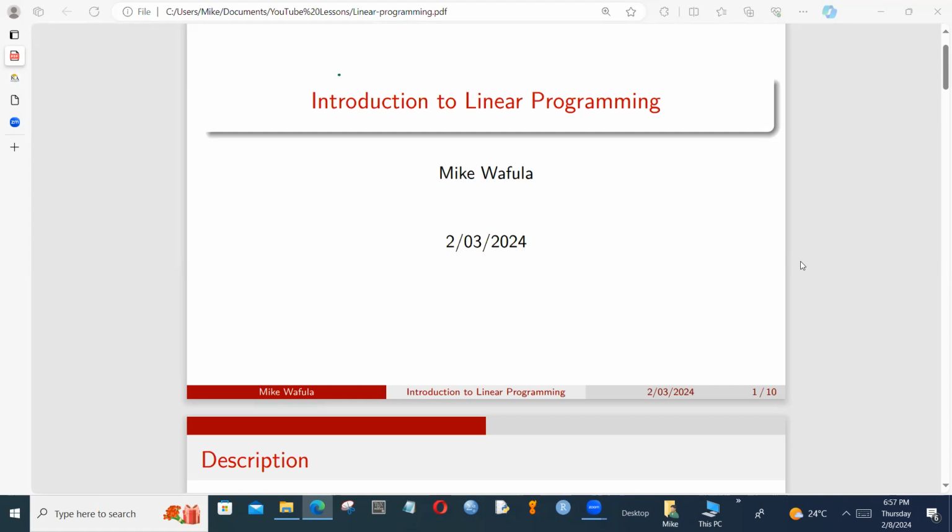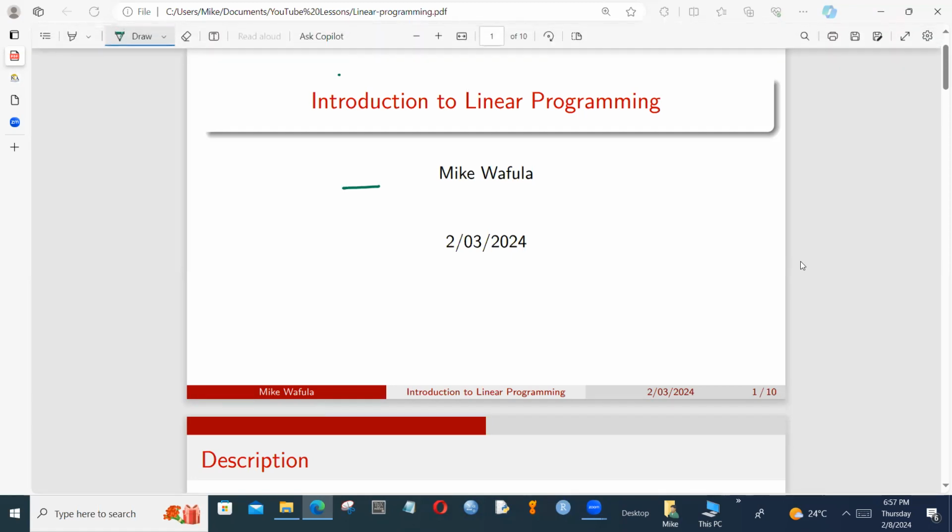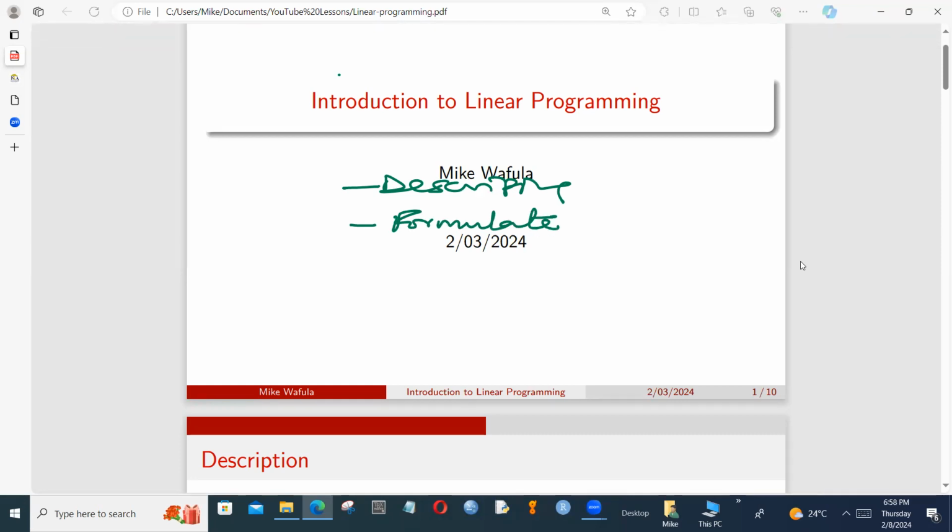In this video, we discuss a linear programming technique. We basically look at a brief description of what linear programming technique is, and we also look at how we can formulate a linear programming model, and we finally look at how we can solve a linear programming problem, particularly using graphical method.